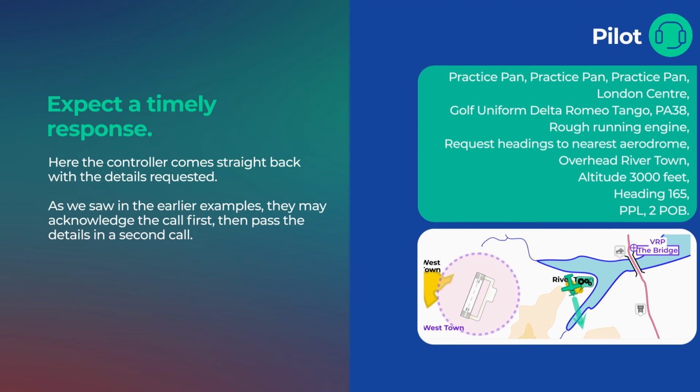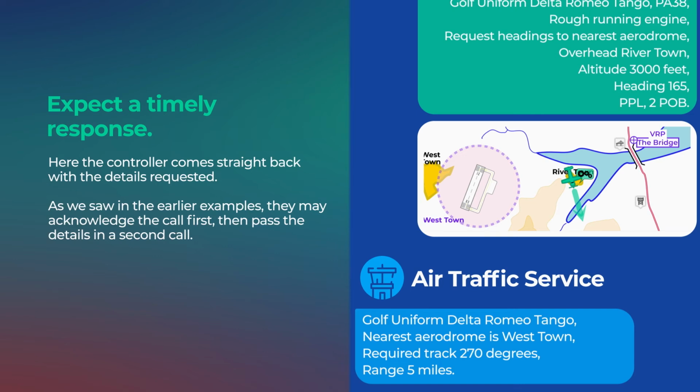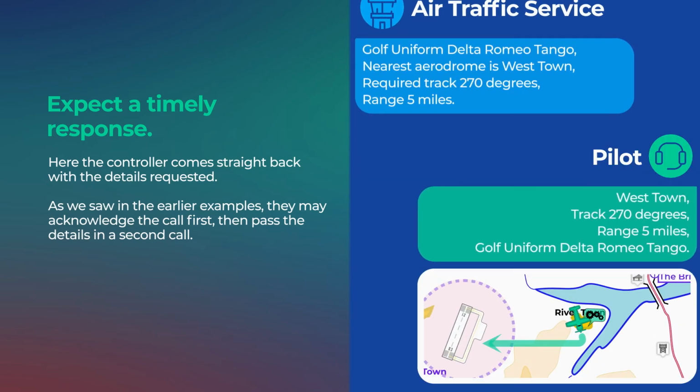Golf Uniform Delta Romeo Tango, nearest aerodrome is West Town, required track 270 degrees, range 5 miles. West Town, track 270 degrees, range 5 miles, Golf Uniform Delta Romeo Tango.